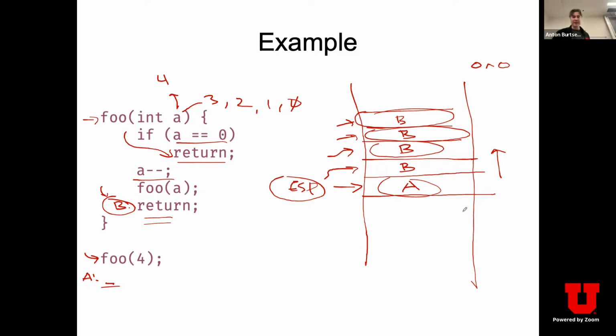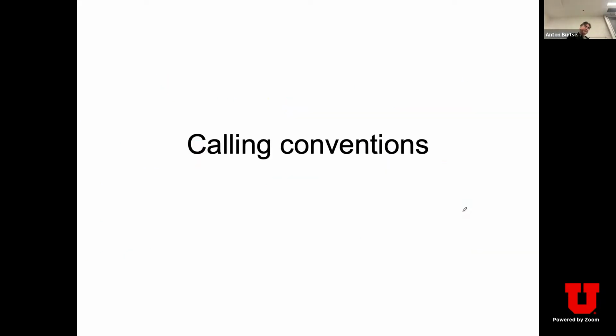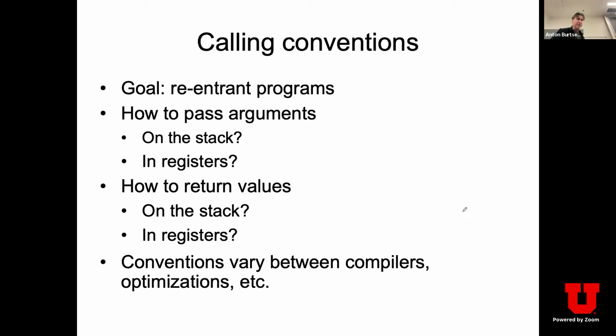So it will become clear in a second. Okay, so in order for a compiler to correctly implement everything, right? We need a set of conventions which describe how to invoke functions. So these conventions essentially will cover the following things.